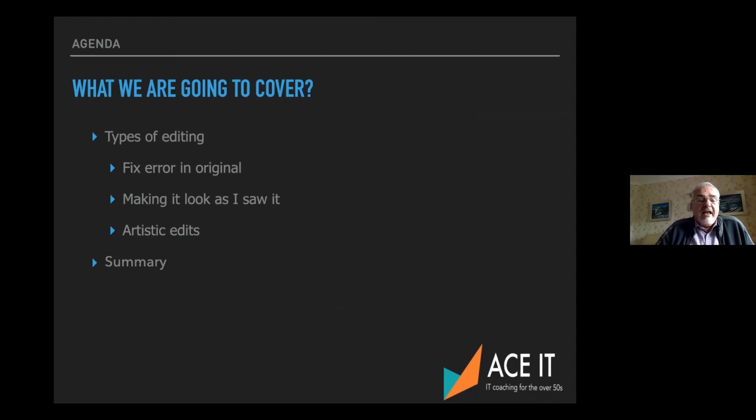The way that your eye works and the way that your camera works can be very different. So sometimes you want to change the photograph to make it look like the way that you think you saw it. And then finally, a very little bit about artistic edits.